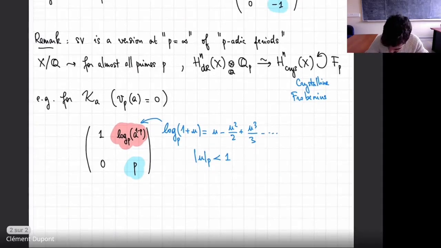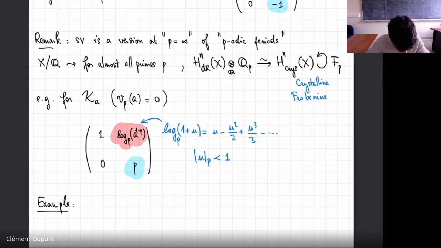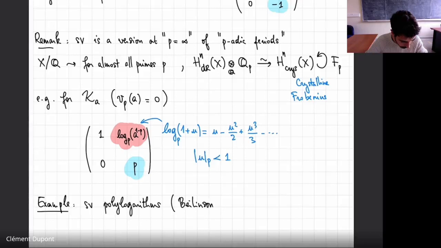So maybe more examples, if you want to know where the motivations come from. Another example, which is a generalization of my first example, is single-valued multiple or just single-valued polylogarithms. Let's stick with polylogarithms. This dates back to a paper by Beilinson and Deligne in the 90s, who were trying to understand Zagier's conjecture on Dedekind zeta functions.